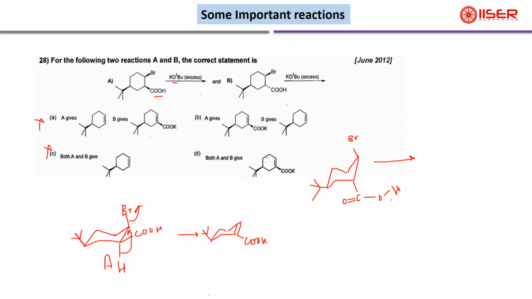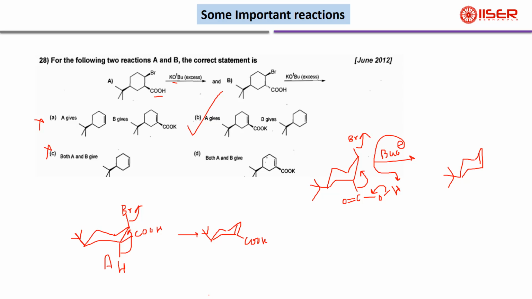what will happen here? In presence of base, this carboxylic group undergoes a decarboxylation, and through decarboxylation this bromine group eliminates to give us this double bond as our product. So the correct option is option B. Correct option is option B.